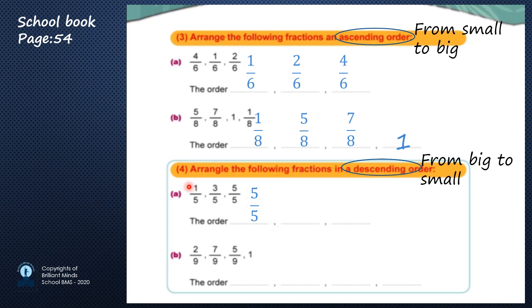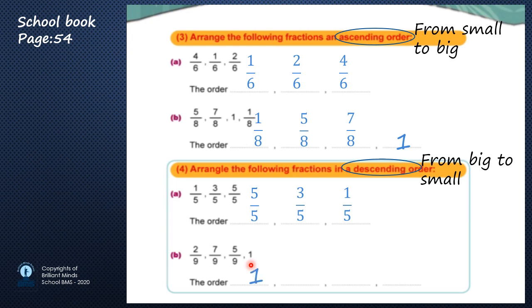Second one, I want the greatest. What the greatest between 1 and 3? 3. So we're gonna write here 3 over 5. And the last fraction we have 1 over 5. Okay, what about number B here? 2 over 9, 7 over 9, 5 over 9, and 1. We said 1 is the greatest, so we're gonna put 1 as the first number.